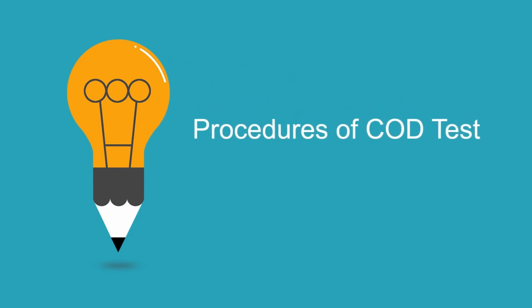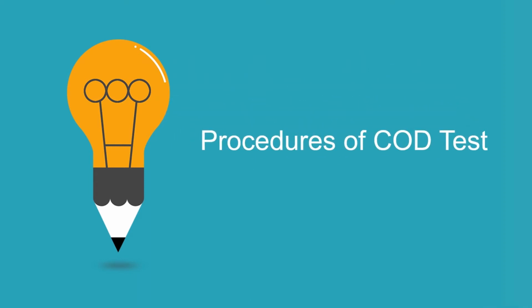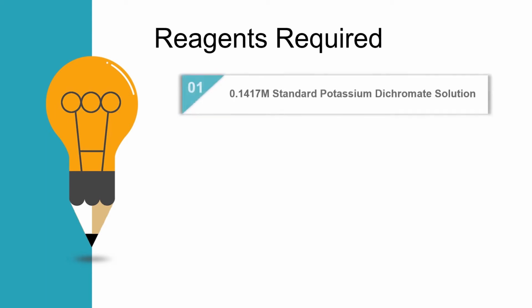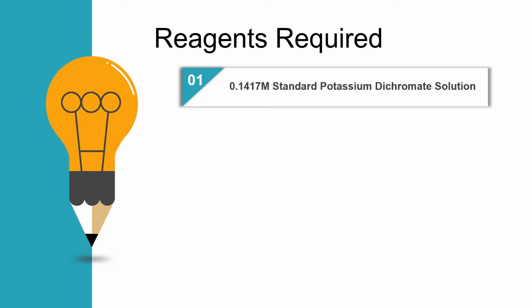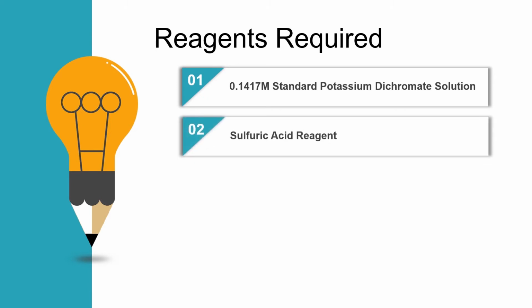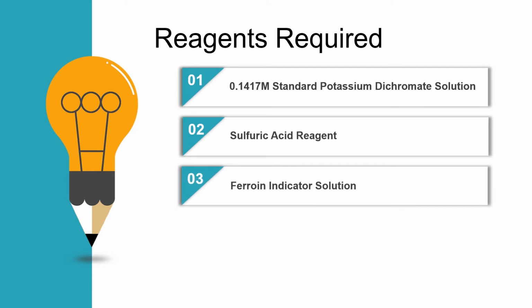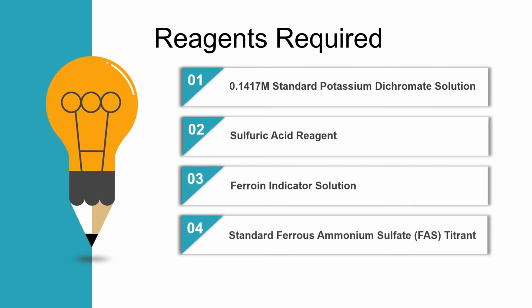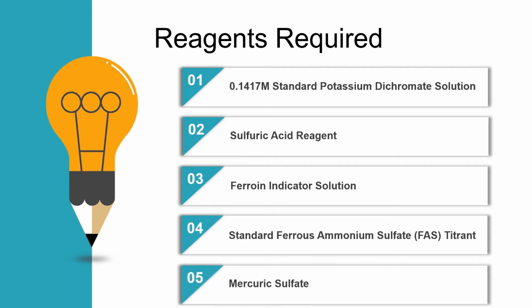Now, let us see how to conduct COD tests. To conduct COD tests, we need to prepare some reagents, which are 0.1417 molar of standard potassium dichromate solution, sulfuric acid reagent, ferroin indicator solution, standard ferrous ammonium sulfate FAS titrant, and mercury sulfate.